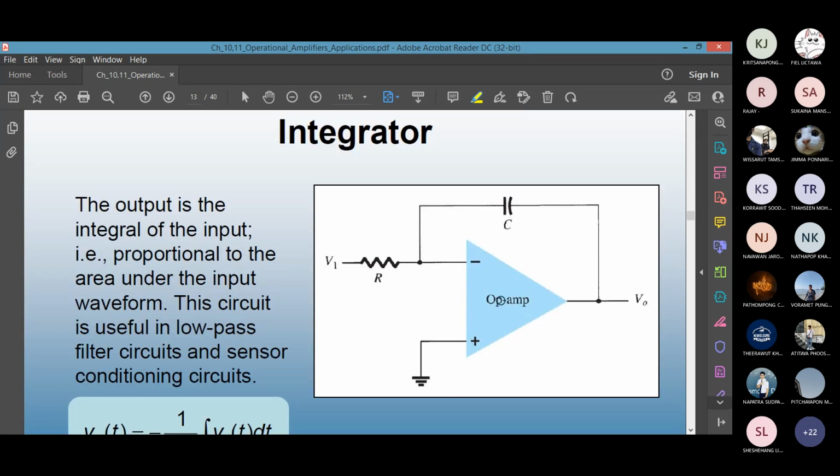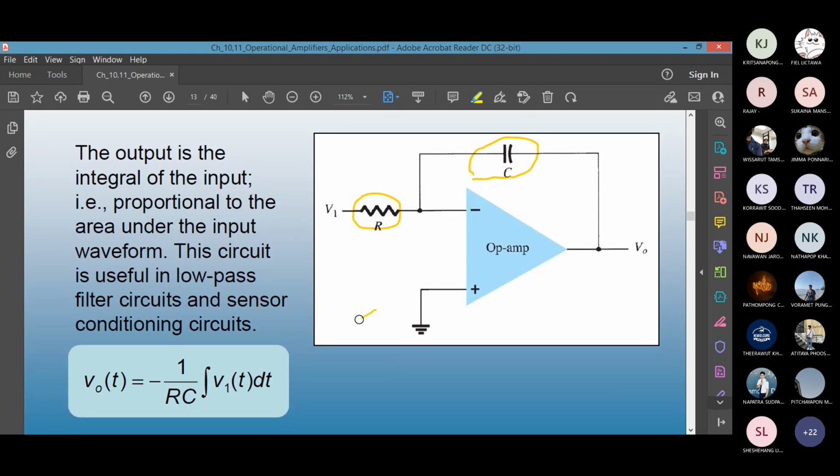This is an integrator. If you have R just after the input and a capacitor as a feedback element, this op amp is acting as an integrator because V out is this equation: minus 1 over RC times the integral of the input voltage. We are assuming a time function, so output voltage is a time function. The integral will be the integral of V1 of t dt.